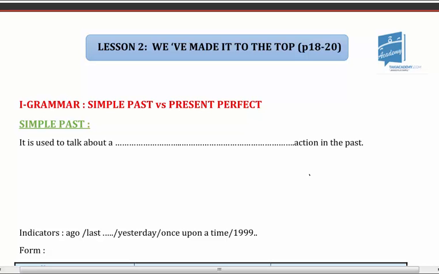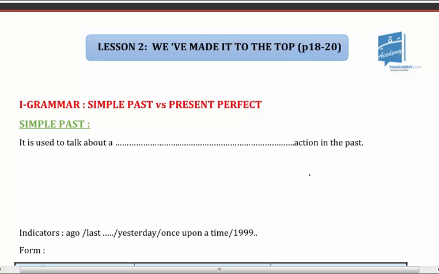Our lesson today is lesson 2. We've made it to the top. We are going to focus on the following grammatical point: the simple past versus the present perfect tense. So, when do we use the simple past and what do we use the present perfect tense for?